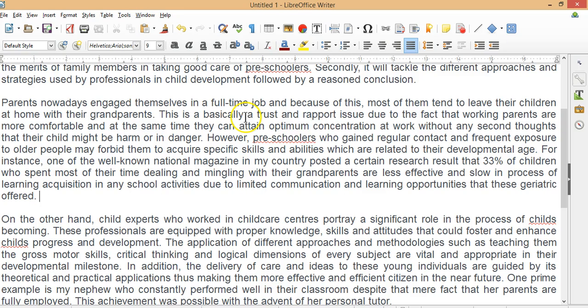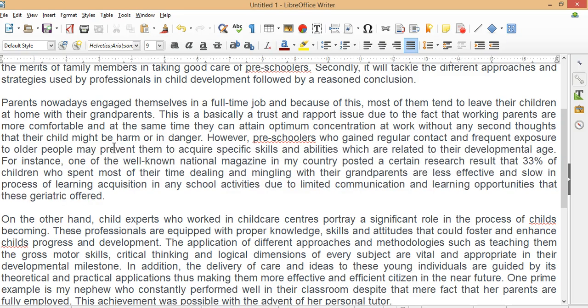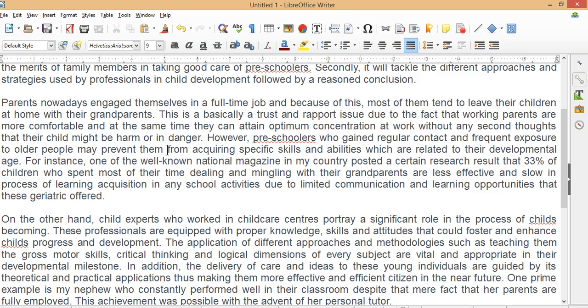However, preschoolers who gained regular contacts and frequent exposure to older people may forbid them to acquire. Forbid them? Are you sure? Forbid is when something is not allowed. May prevent them, maybe, that might be a better word, may prevent them from acquiring, maybe, specific skills and abilities at a developmental age.